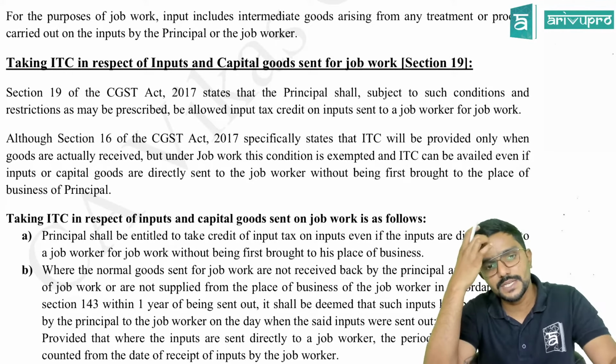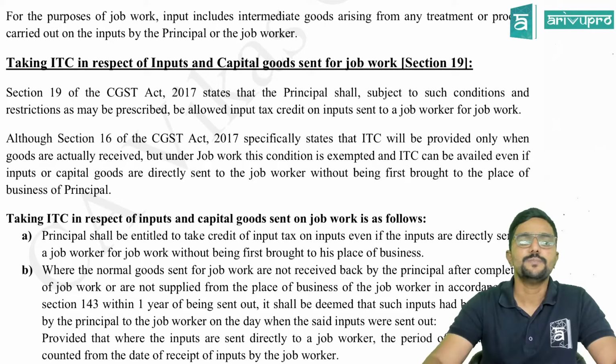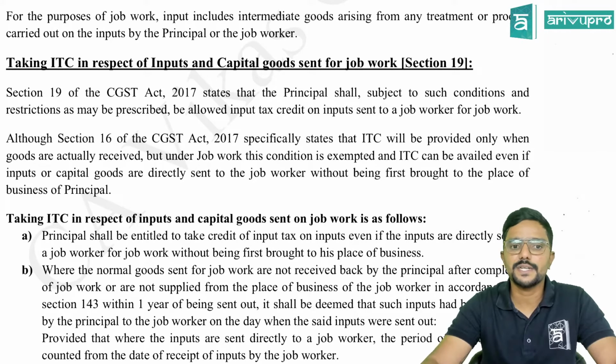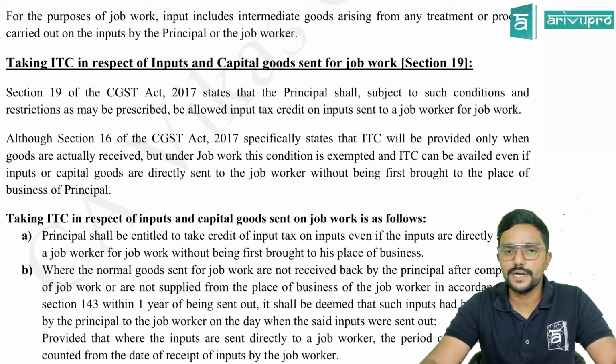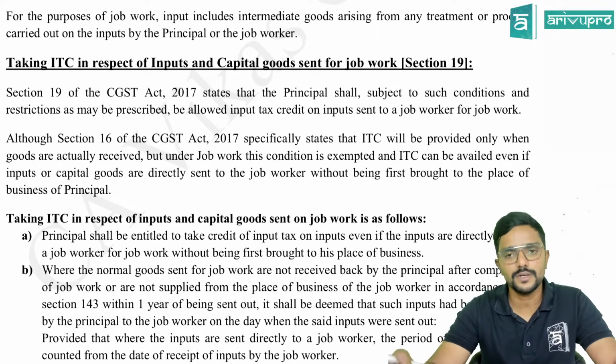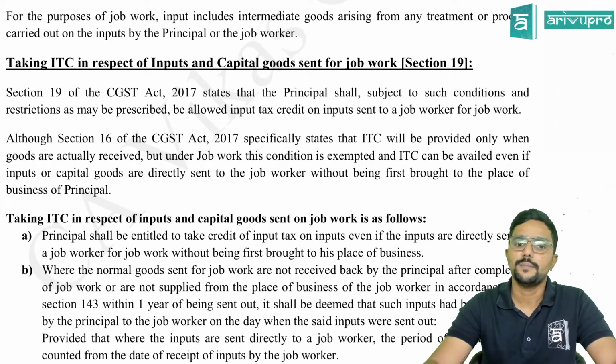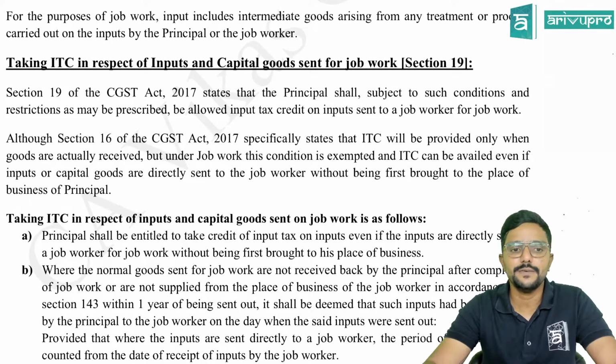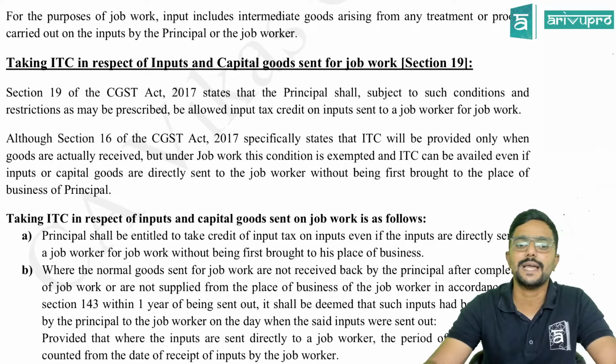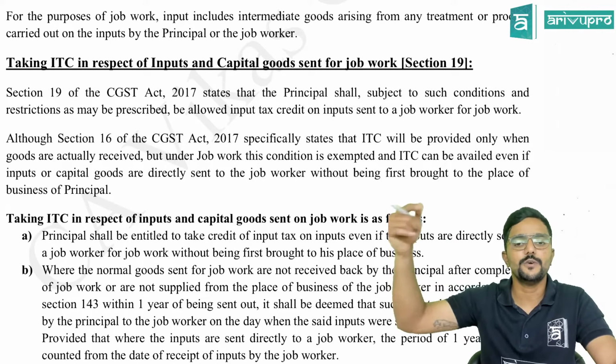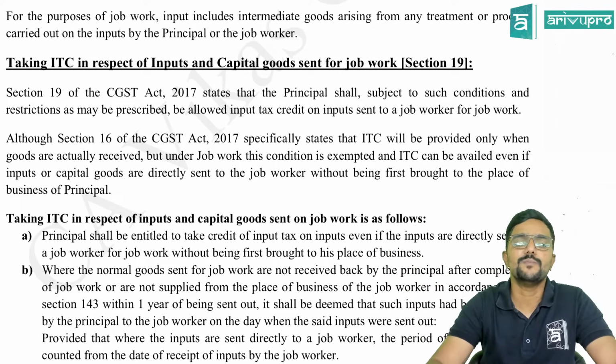Section 19 of CGST Act 2017 states that principals shall, subject to such conditions and restrictions as may be prescribed, be allowed input tax credit on inputs sent to a job worker for job work. Although section 16 of CGST Act 2017 specifically states that ITC will be provided only when goods are actually received, under job work, this condition is exempted. And ITC can be availed even if inputs or capital goods are directly sent to the job worker without being first brought to the place of business of principal.